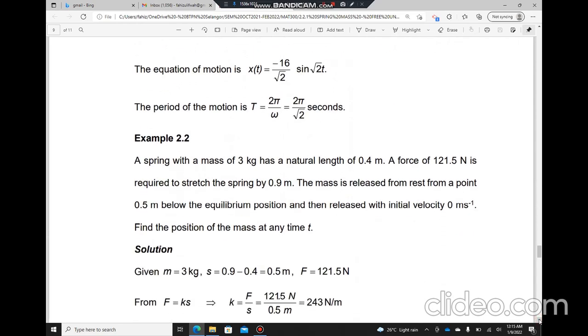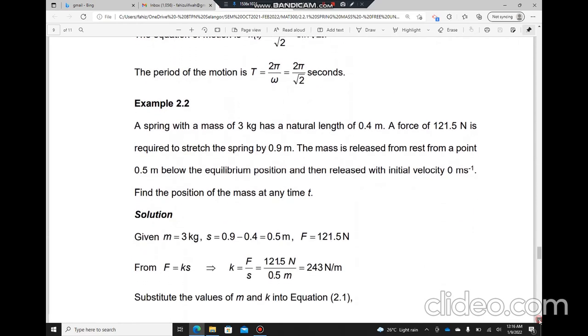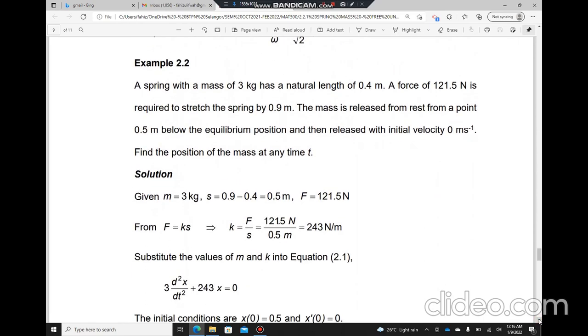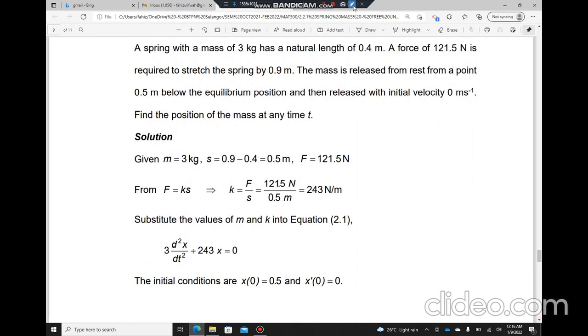Okay, untuk 2.2 pun sama. Kita kumpulkan dulu maklumat. A spring with a mass of 3 kg. Okay, so kat sini spring with a mass of 3 kg. So it means that this one is M. Kalau tak tahu pun kena tengok ni unit dia. Bila kilogram, dia adalah berat ataupun M, jisim. Has a natural length of 0.4. So yang ni asalnya kan, asalnya natural length dia 0.4. So kita tak boleh assume lagi S.